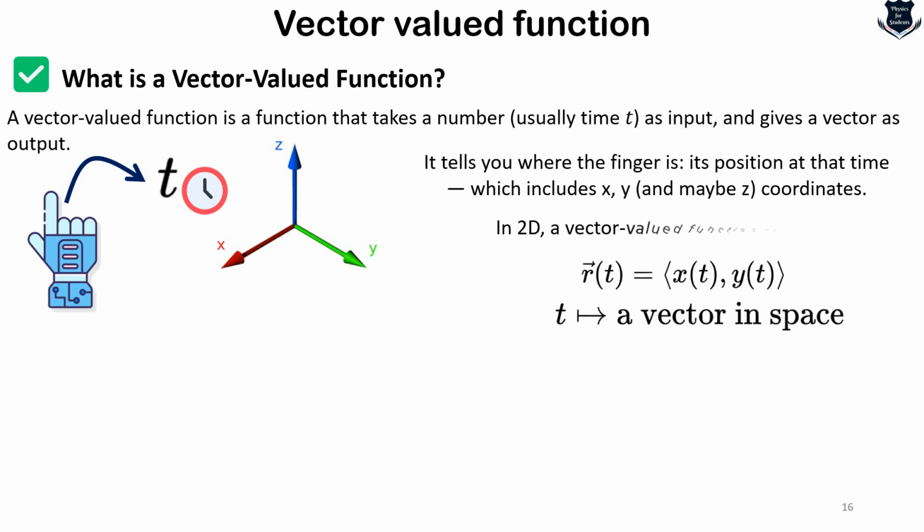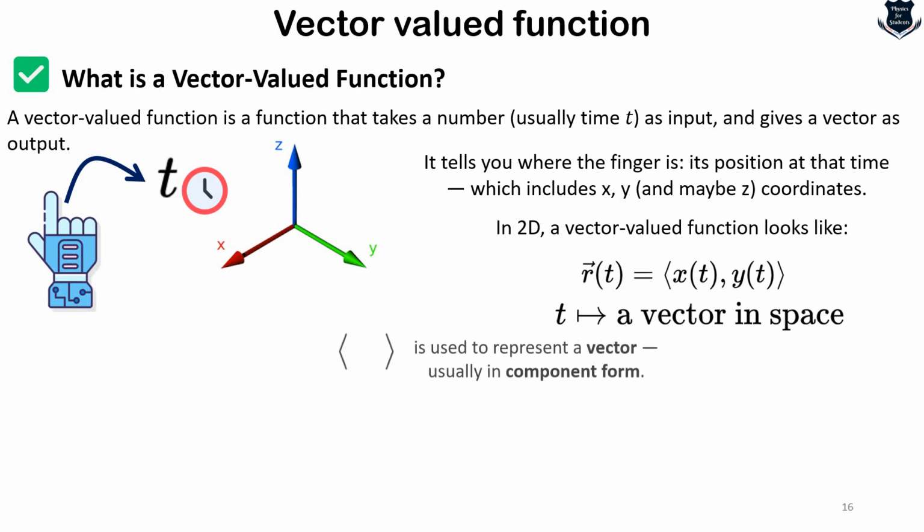Now as you can see, in 2 dimensions a vector valued function looks something like this. What does it mean? It simply collects the x and y values together into a single vector. We have mentioned t, which maps to a vector in space. R of t is what is called the position vector. This is taking 2 values, x of t and y of t, for a 2-dimensional diagram.